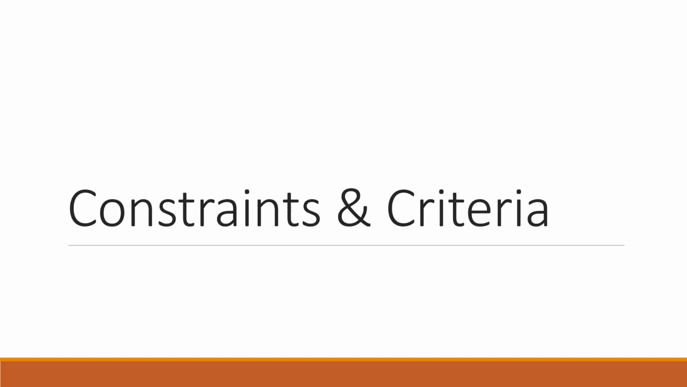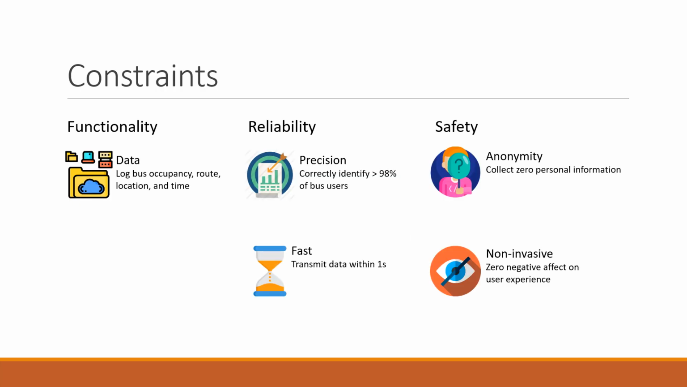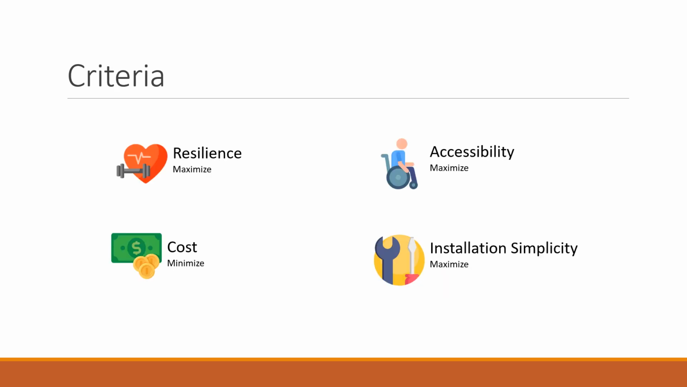I'd like to talk to you now about some of our constraints and criteria. Upon scoping the problem, a list of constraints and criteria were developed to help define our solution. Our system had to be able to collect information on bus occupancy, route, location, and time. This information would have to be transmitted within 1 second and be correct at least 98% of the time to be effective for active users. The system would also have to be totally non-invasive and anonymous. We also determined that the system should be as resilient, cheap, and accessible as possible while maximizing ease of installation.